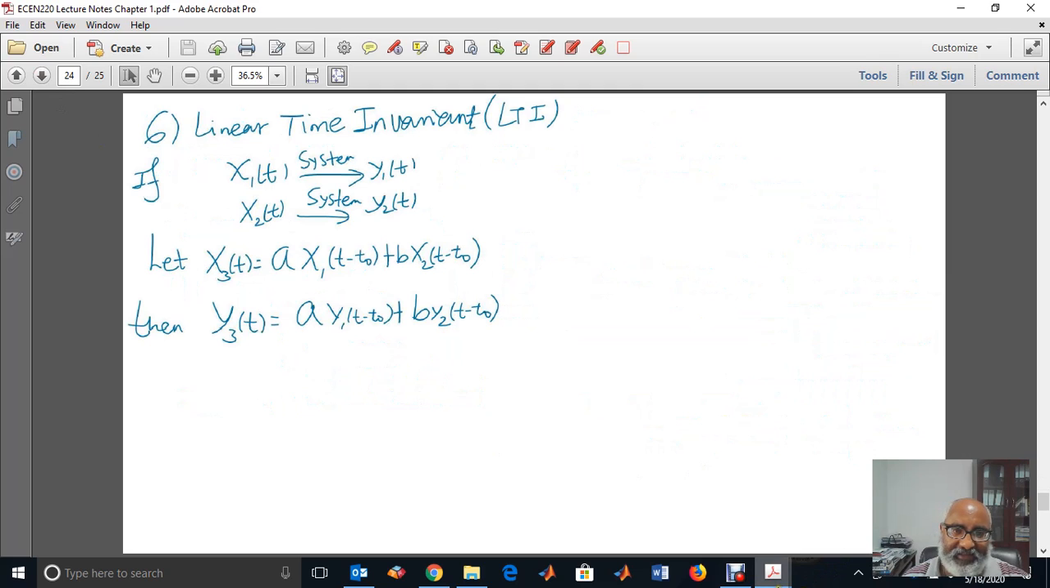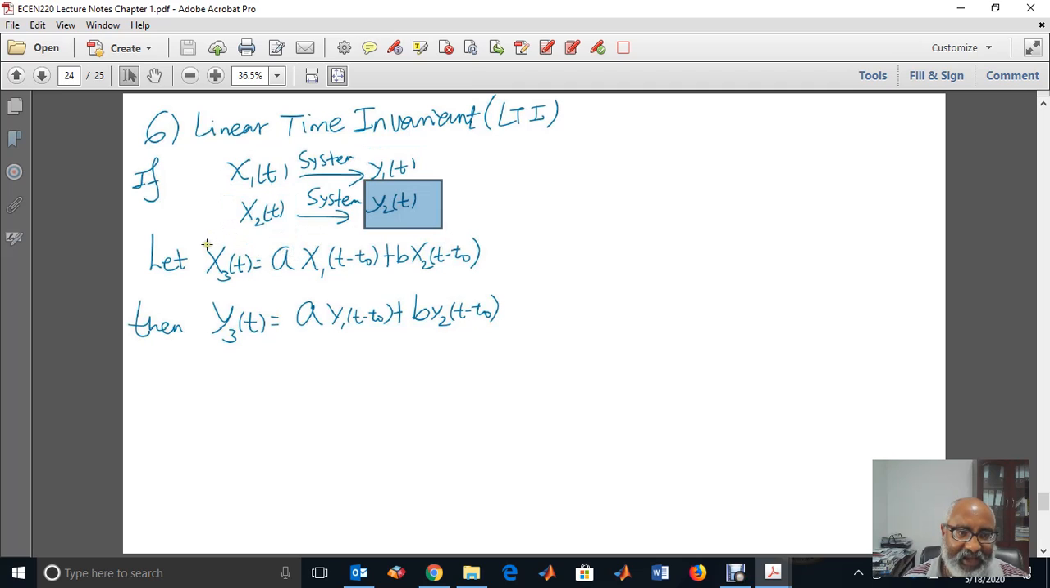Linear time invariant system. Okay. What is a linear time invariant system? A linear time invariant system should satisfy both conditions, both linearity and time invariance. So mathematically, how do we write it? If I give the system x1 of t, I get y1 of t. And if I give x2 of t, I get y2 of t.